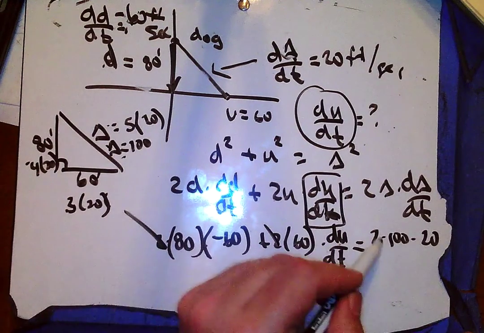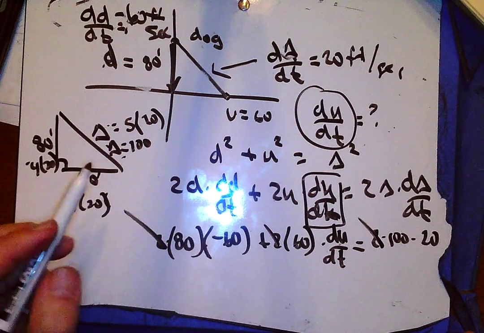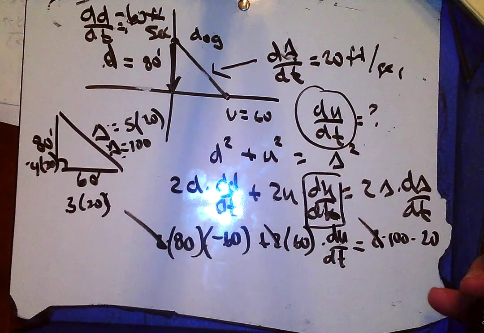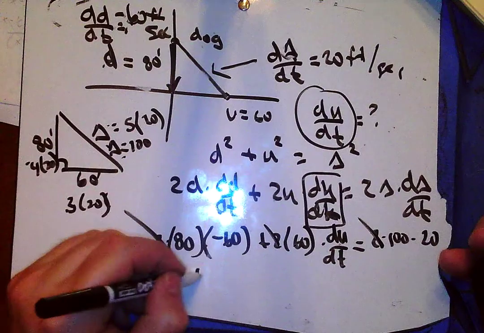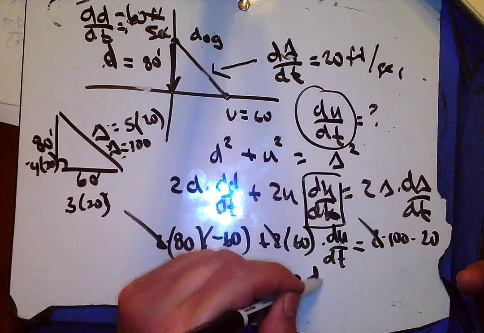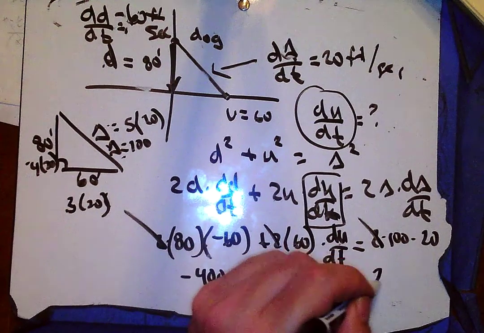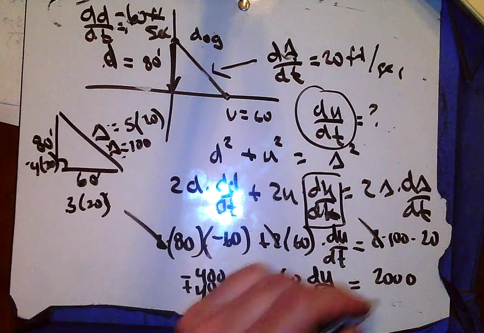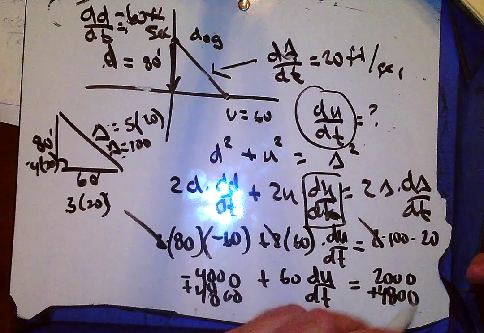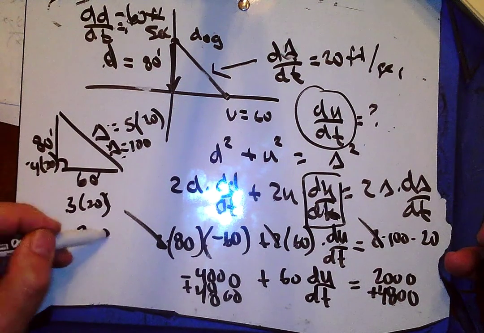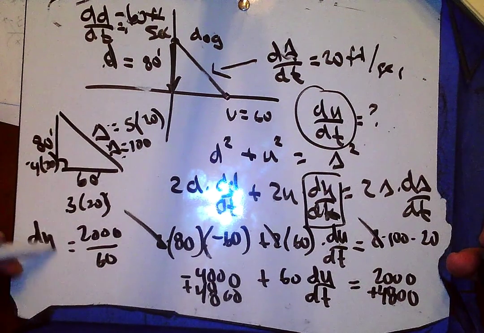So I want to solve this equation for du/dt. I actually do want to do that to make my life a little easier. So I'm going to subtract this 80. Oh no, I'm not. I'm going to add that. 80 times 60, 4,800. So negative 4,800 plus 60 du/dt equals 2,000. So I'm going to add 4,800 to both sides. And that's going to give me 6,800 equals 60 du/dt. So if I divide both sides by 60, I can get du/dt by itself.